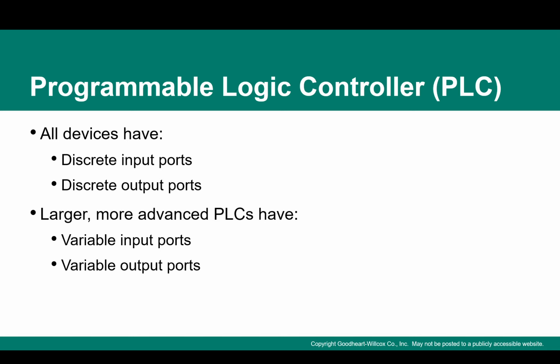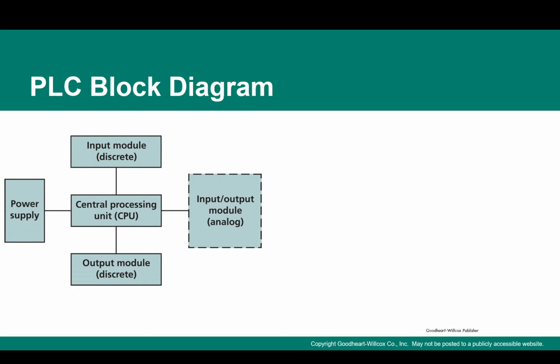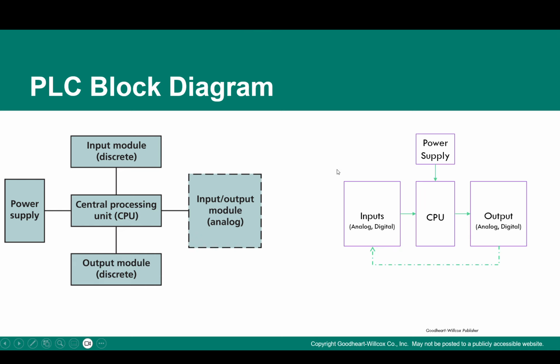So all PLC devices have discrete inputs and discrete output ports. Larger, more advanced PLCs can have variable inputs and variable output ports, and we will learn shortly what that means. This is what the PLC block diagram is. As you can see here, it has a power supply, it has an input module, the digital, the discrete one, and the output module, the discrete or digital, or it can have input-output modules for the analogs as well.